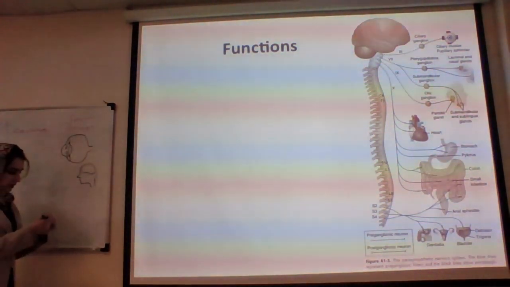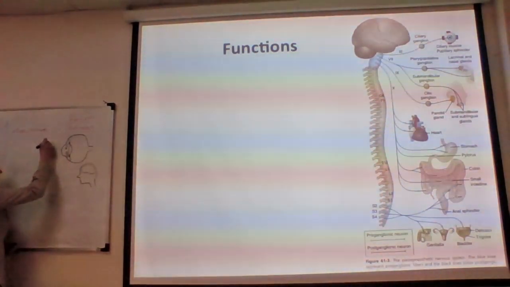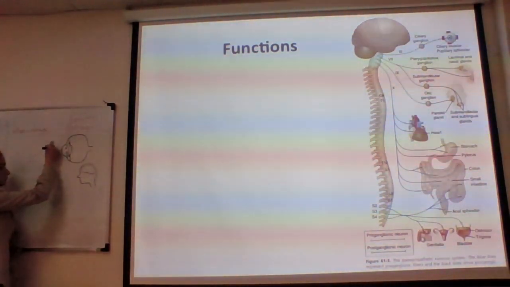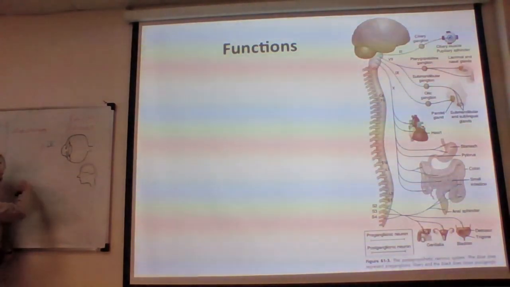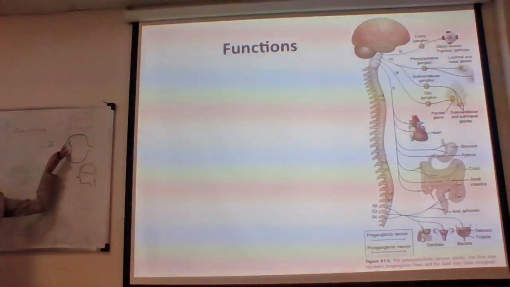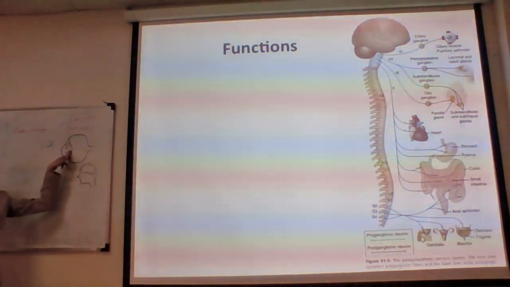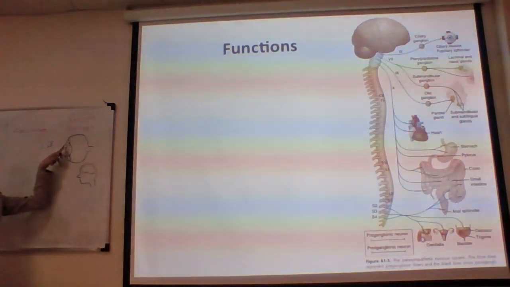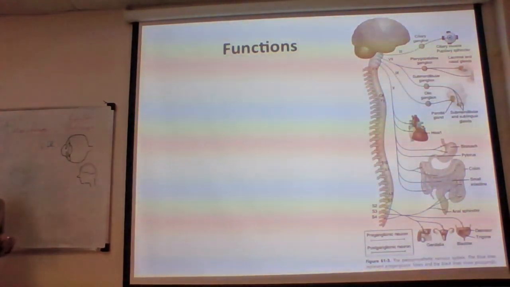One is the oculomotor nerve, which is the third cranial nerve. The oculomotor nerve supplies the ciliary muscle, which causes lens accommodation. It also supplies the sphincter muscle and causes constriction.